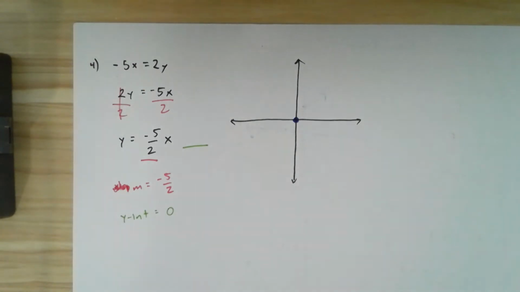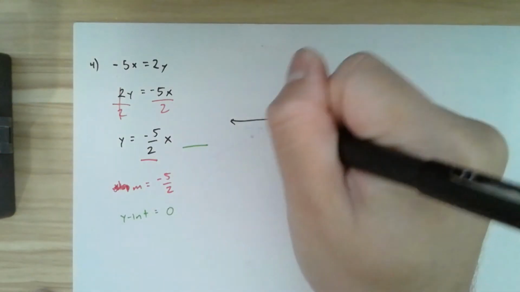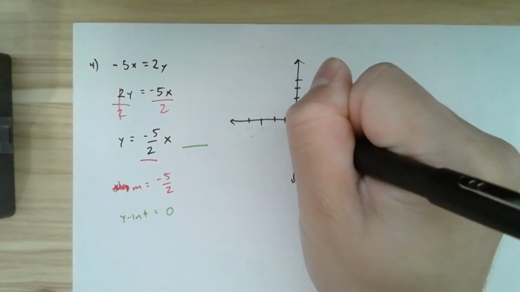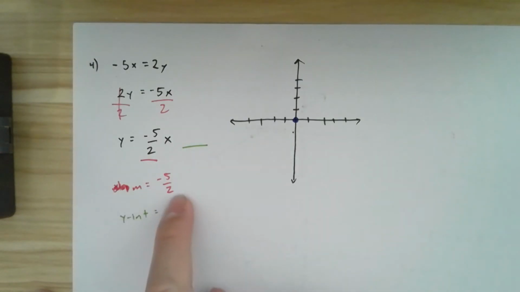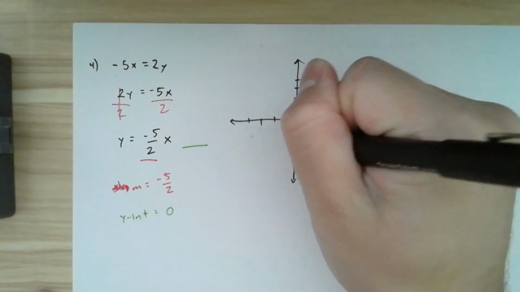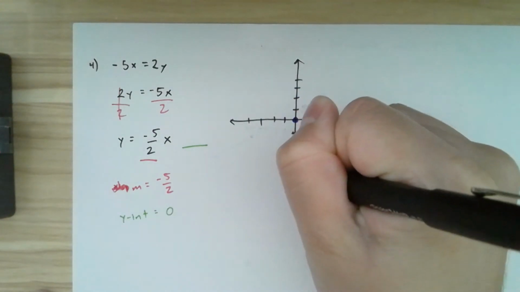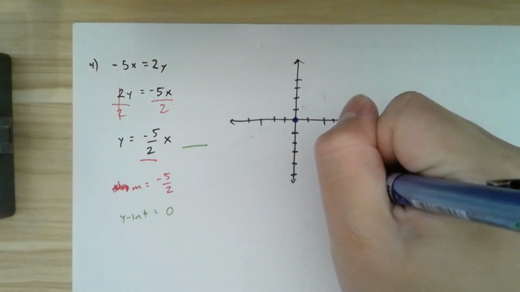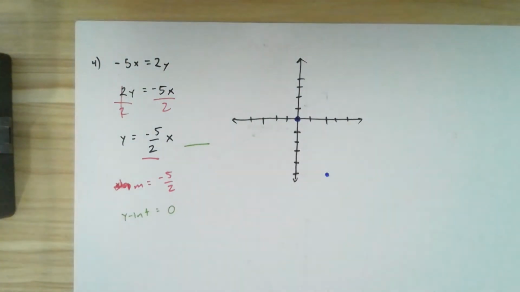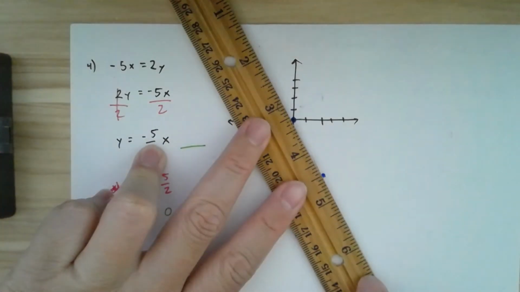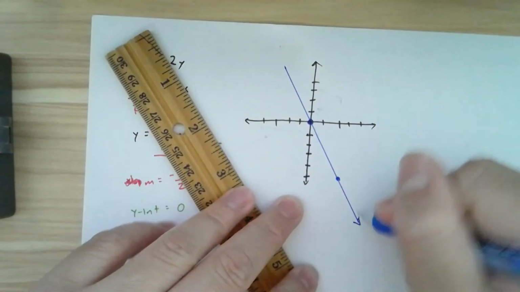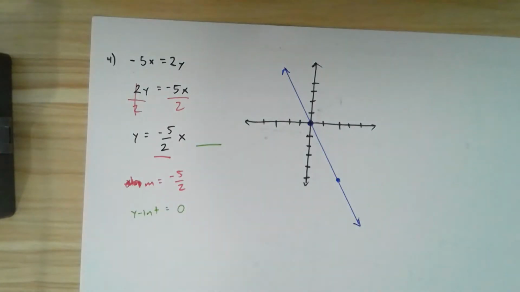I also have my slope here. I'm going to go down 5 and to the right 2. So 1, 2, 3, 4, 5, and then to the right 2. So then here's my other point there. And there it is.